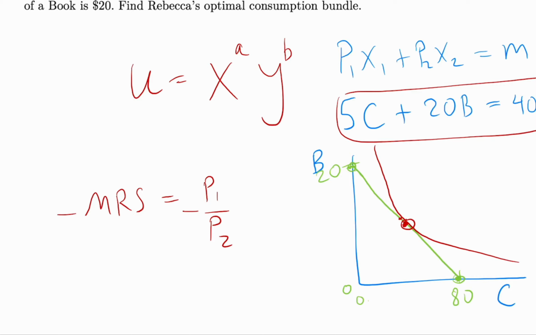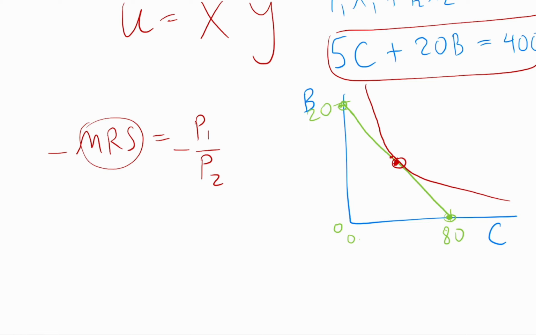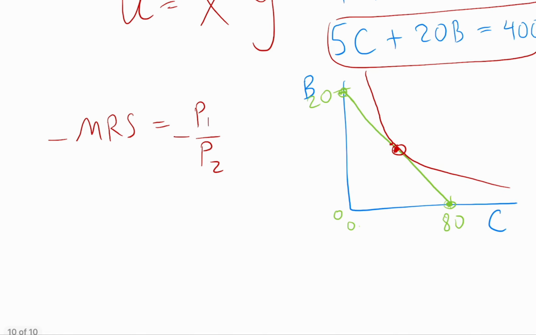And technically speaking, the slope of the MRS is always a negative slope. The budget constraint is always a negative slope. And so really, there's technically a negative in front of each of these, but setting them equal to each other, you kind of don't even need the negative. So long story short, what you want to set equal is this.